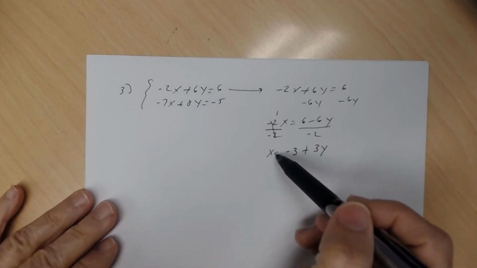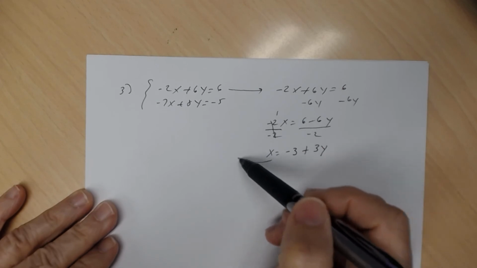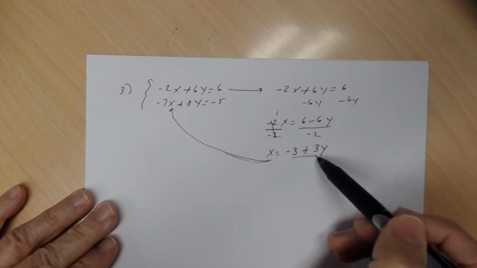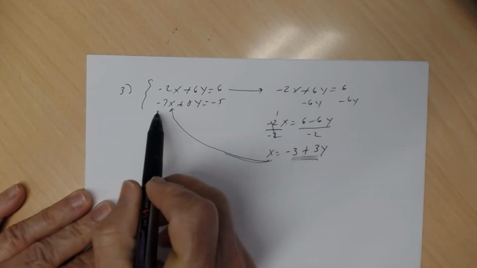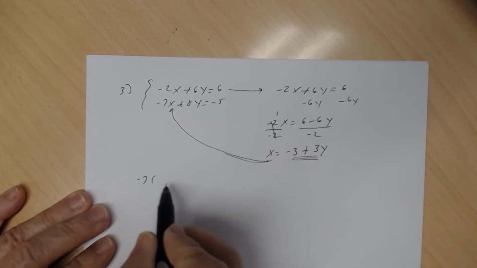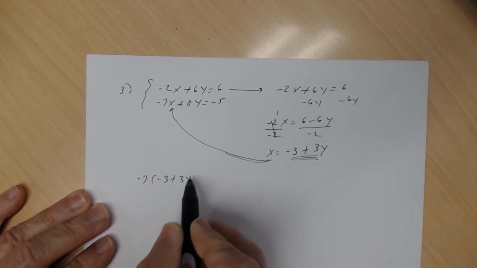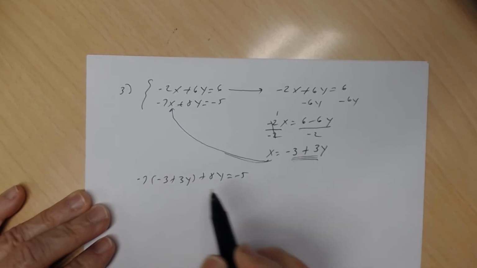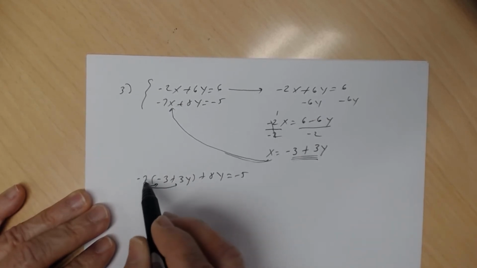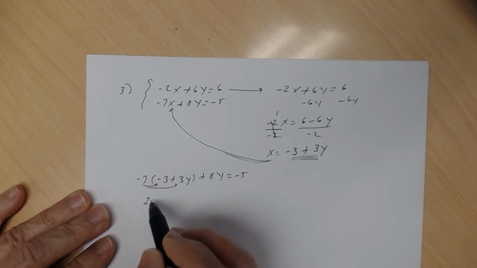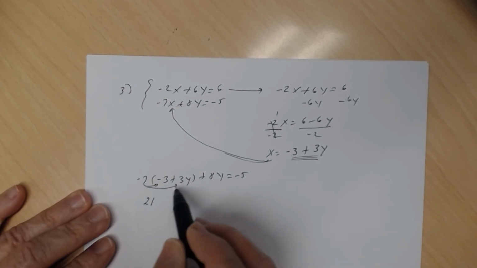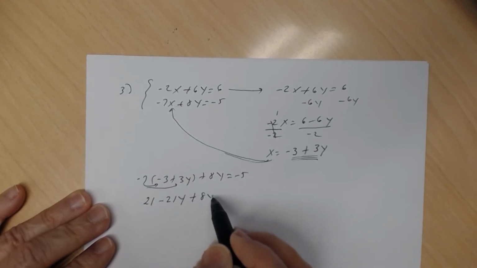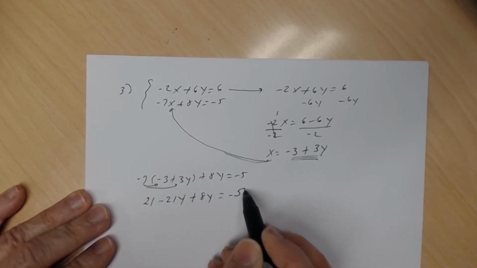All right, once you solve for the variable x, you go to the other equation, the second equation here. Wherever you see the variable x, you substitute this expression. So I get negative 7 times (negative 3 plus 3y) plus 8y is equal to negative 5. Distributing, a negative 7 times a negative 3 is a positive 21. A negative 7 times a positive 3y is a negative 21y, plus 8y equals negative 5.